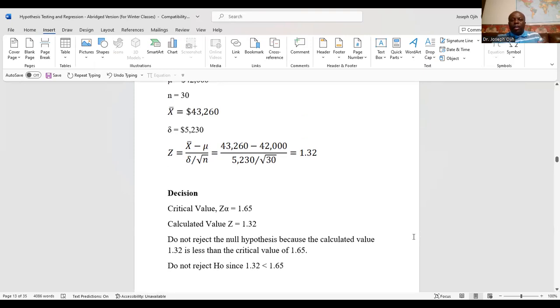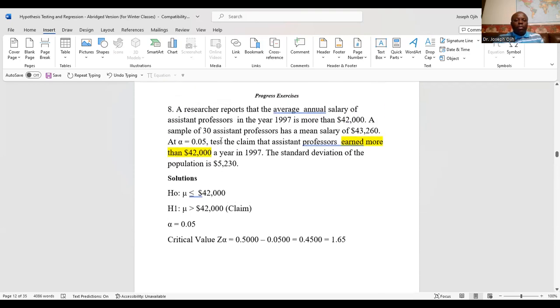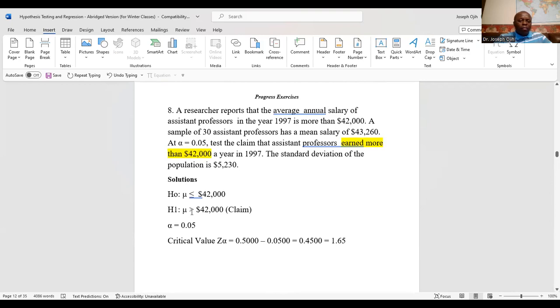Do not reject. Now, our null hypothesis is that they make less than 42,000. But our claim was that they make more. Remember, I said to take the claim that assistant professors earn more, right? So if we do not reject the null hypothesis, it means that this claim is not correct. If we had rejected the null hypothesis, that means the claim is right.